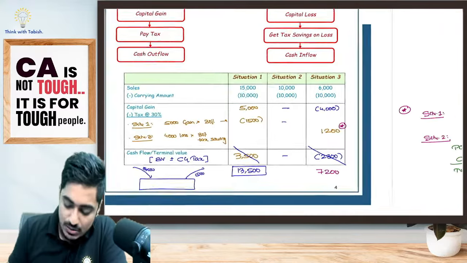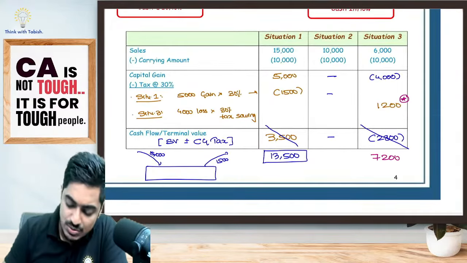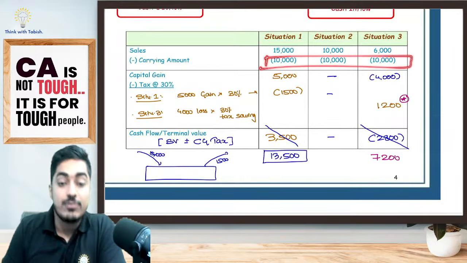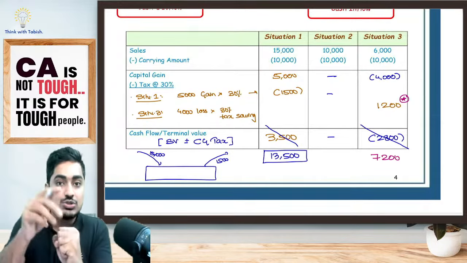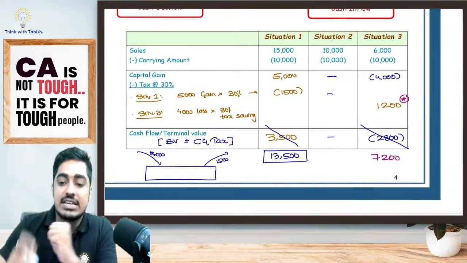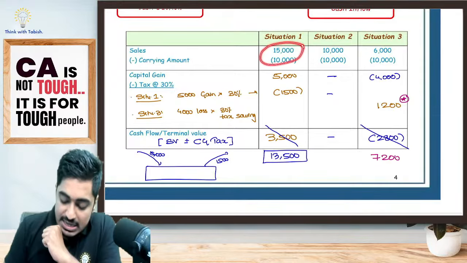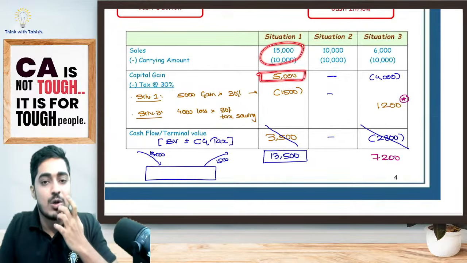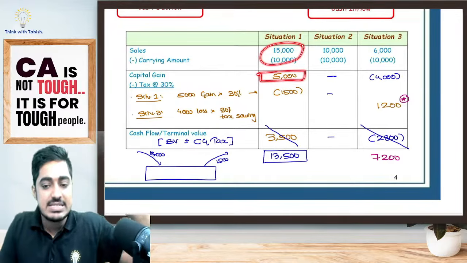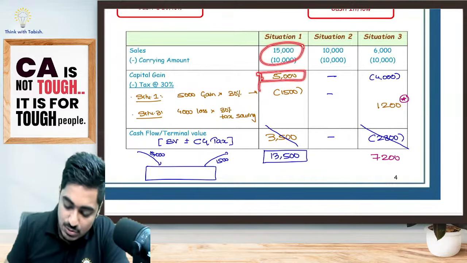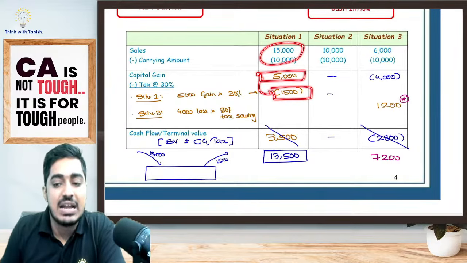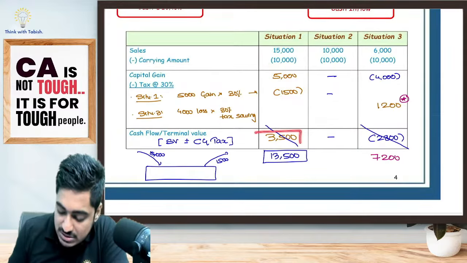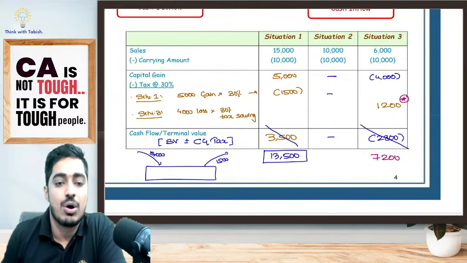Okay, students? Now, look at these simple 3 situations I'm telling. Situation 1. The asset has a carrying value of 10,000 rupees. 10,000 rupees is what is shown in the books. I sold this asset at 15,000. Okay, boss. That means 5,000 capital gain I got. Now, what will the government tell? Government will tell 5,000 gain is there. Pay 30% tax, 1,500 tax. That means ultimately how much amount did I get? 5,000 minus 1,500, 3,500. Yes or no?